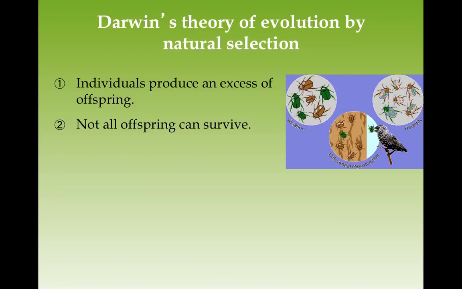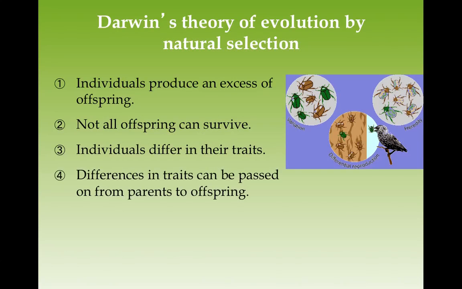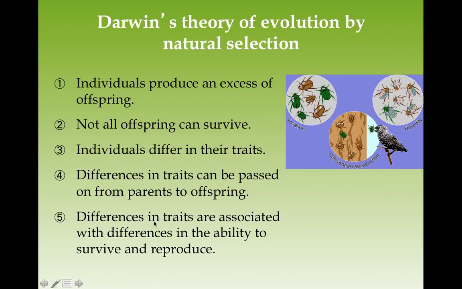Okay, so that's a very important part of this, because they also differ in their traits. So not all of them will survive, but they differ in their traits. They differ genetically. So what is going to determine who survives? Well, sometimes it might be random chance, but in the theory of natural selection, those individuals that are better adapted to their environment are going to survive. And this is important, or the way that this actually can lead to evolution is because these traits can be passed on from parents to offspring. If that weren't true, then none of this would matter, because everything would be lost in each generation. And so these differences in traits are associated with the differences in their ability to survive and reproduce.